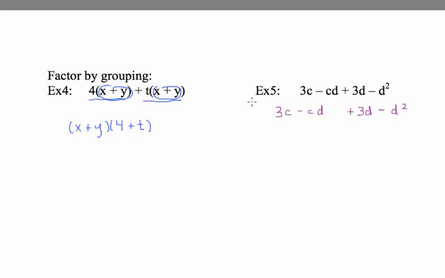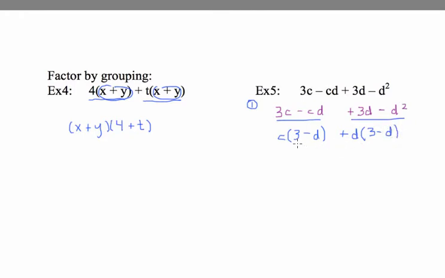Example 5. I've already started with step 1, which is to split up the two pieces. Then in each piece, factor out the GCF. So in this piece, my GCF is c. And then in the parentheses are my leftovers, 3 minus d. And then in this piece, d is my greatest common factor, and I'm left with 3 minus d in parentheses.